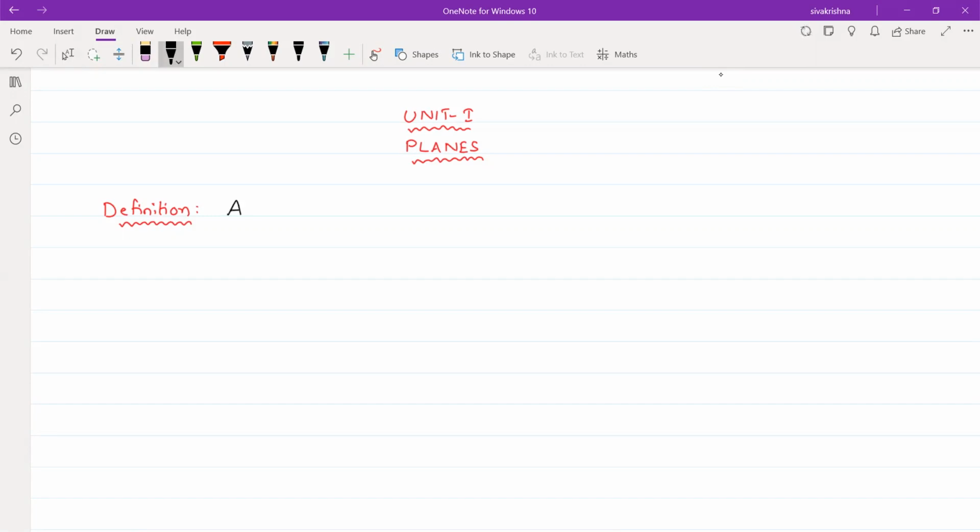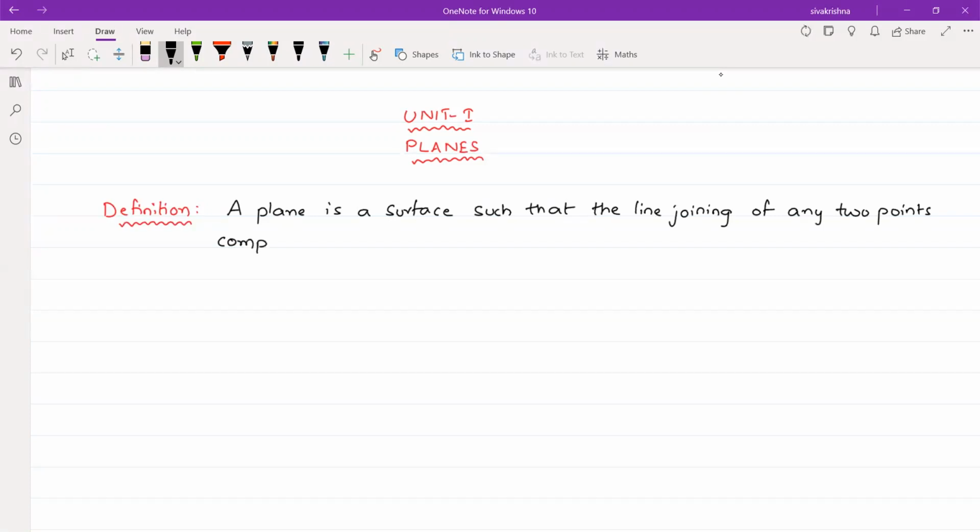A plane is a surface such that the line joining any 2 points completely lies in the same surface. So this is the definition of the plane.